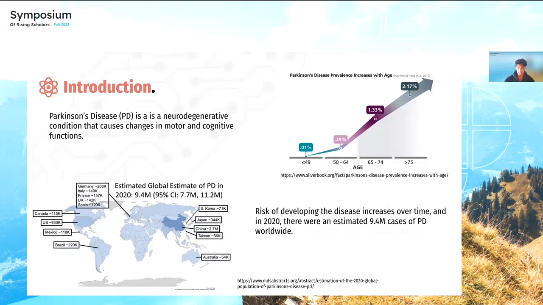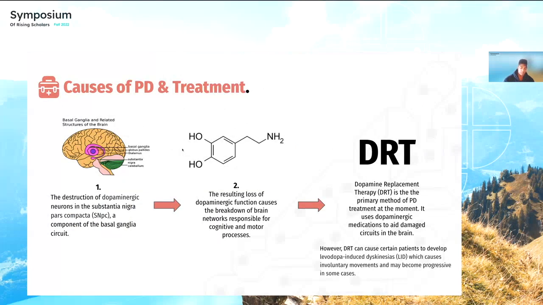Risk of developing the disease increases over time. As of 2020, there were an estimated 9.4 million cases of PD worldwide. And so the cause is the loss of dopamine in the brain. Dopamine is a neurotransmitter that's responsible for coordinating our motor movements. And Parkinson's disease is the result of the breakdown of dopaminergic neurons in the substantia nigra pars compacta, which is the part of the brain responsible for producing dopamine.